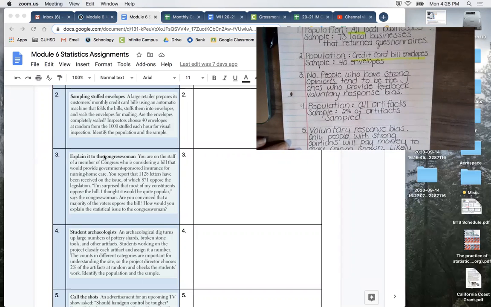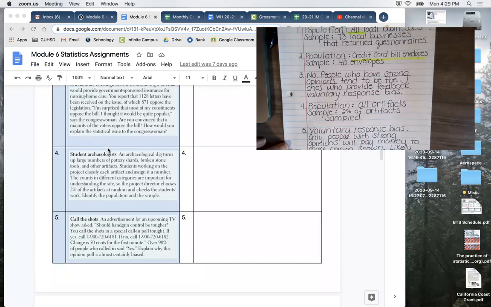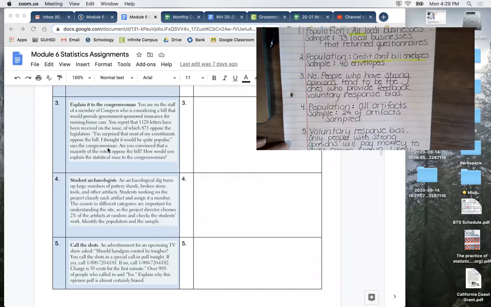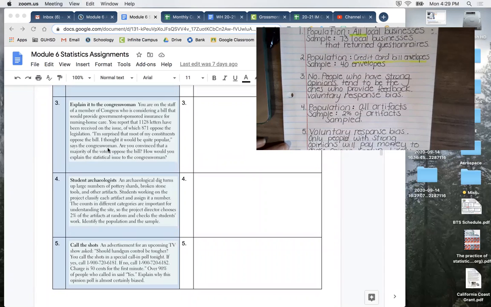In number 3, this is where we get a little bit into bias. It says, explain it to a congresswoman. You are on the staff of a member of Congress who is considering a bill that would provide government-sponsored insurance for nursing home care. You report that 1,128 letters have been received on the issue, of which 871 oppose the legislation, which means go against it. I'm surprised that most of my constituents oppose the bill. I thought it would be quite popular, says the Congresswoman.